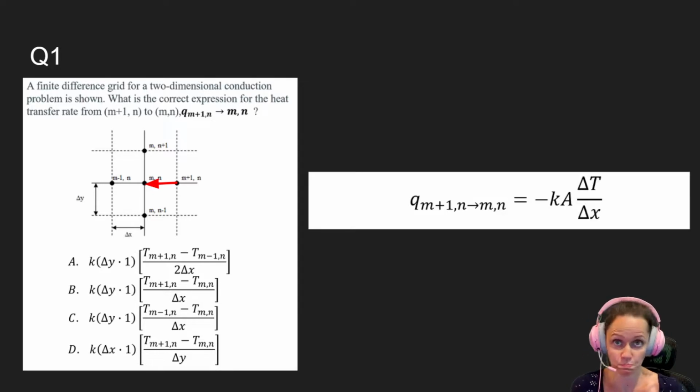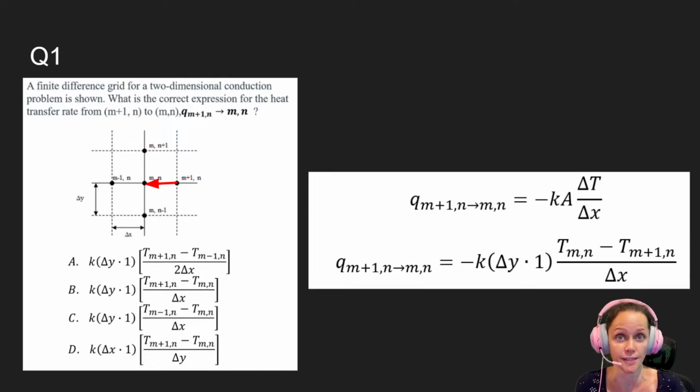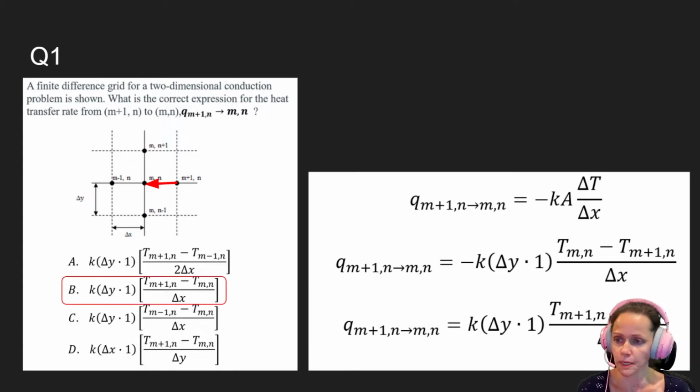So this you just need to use your Fourier's law. Make sure that you pay attention to what that area is, right? For this one, the area is delta y times the unit vector into the screen there. And so it's option B.